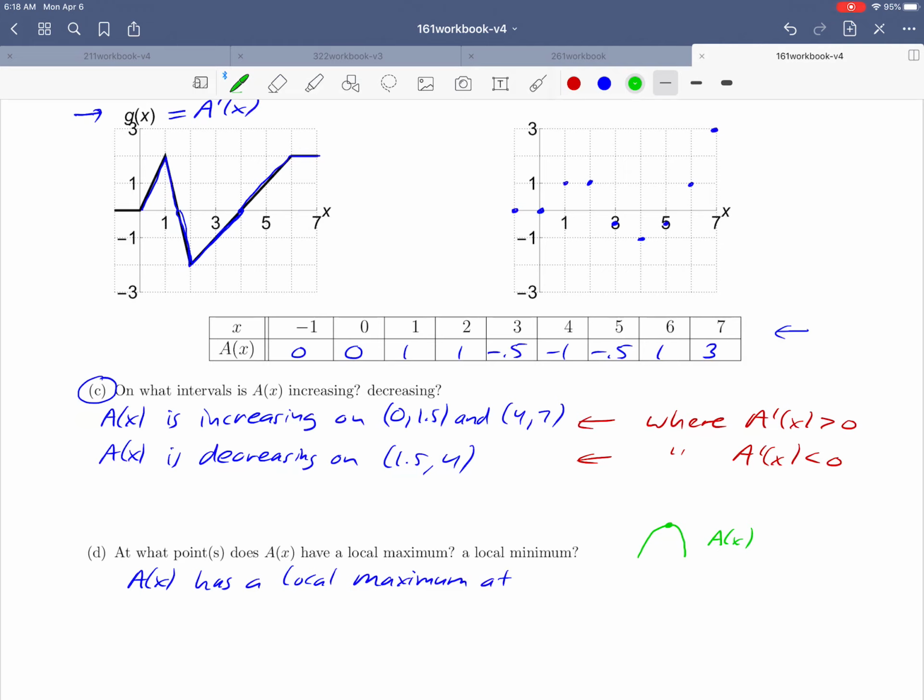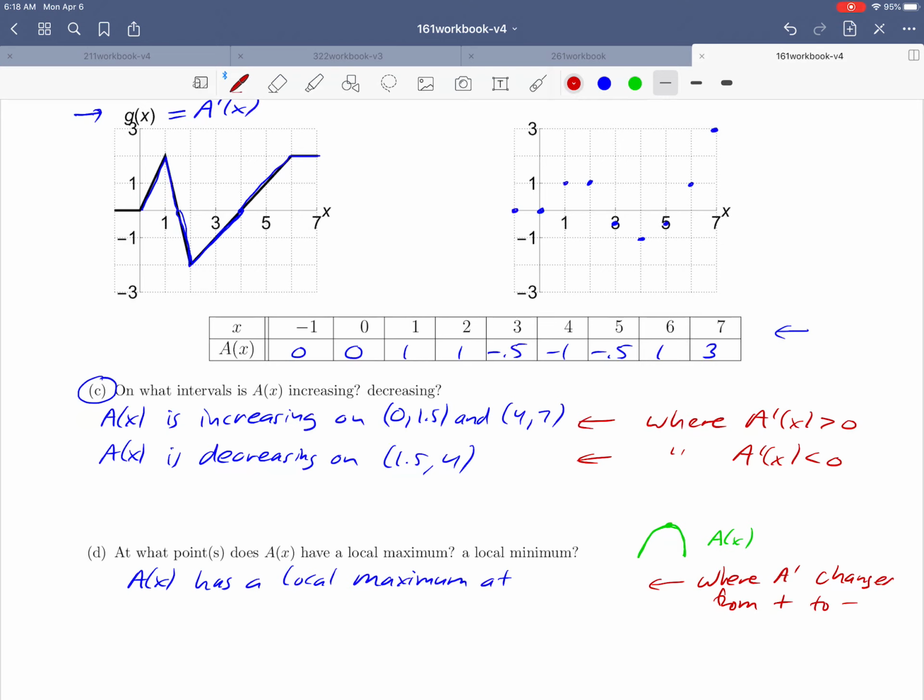And what you might notice is what's happening with the derivative on both sides of that. On the left side of a local max, you see how the function is going up, so its derivative would be positive, and on the right-hand side it's going down, so its derivative would be negative, which means that we can identify a local maximum point by looking for a place where the derivative changes signs. In particular, where a prime changes from positive to negative, above to below.